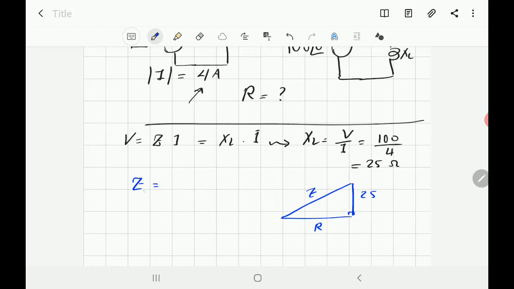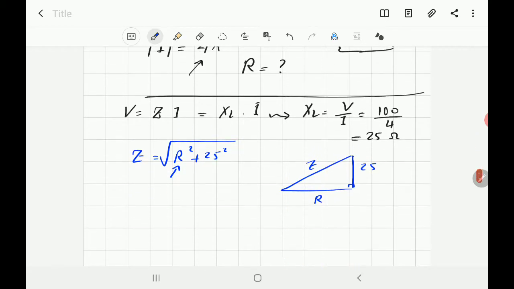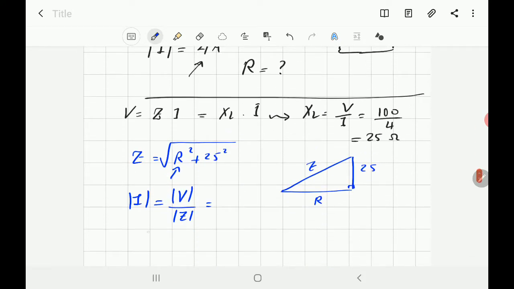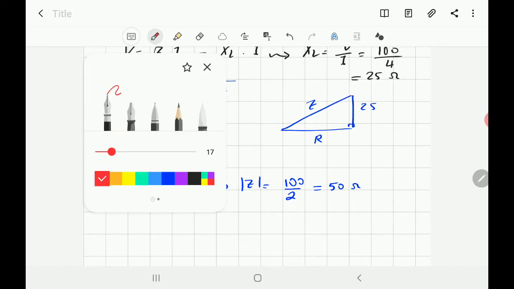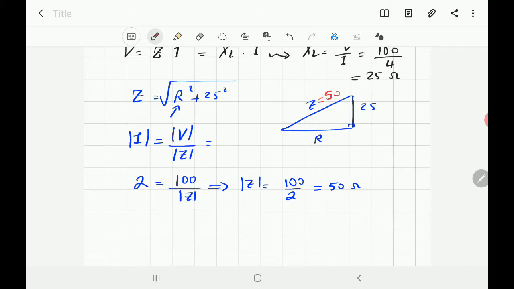So your Z is equal to the square root of R squared plus 25 squared, but you don't know R. But you know the current magnitude. The current magnitude is always equal to the voltage magnitude divided by the Z magnitude. The current magnitude here that you want to have is 2 ampere. The voltage magnitude didn't change, the same 100 volts. So what is the Z magnitude? It's equal to 100 divided by 2, so it will be equal to 50 ohm. So now we can write that the Z you are looking for is equal to 50 ohm.